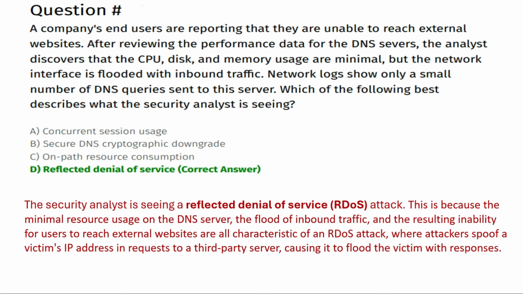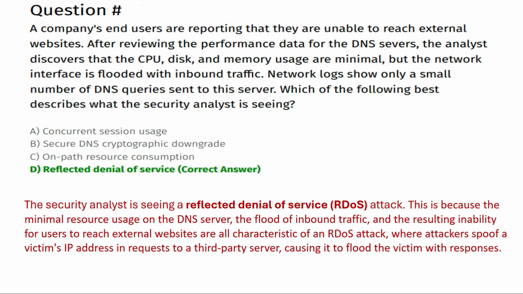Option A, concurrent session usage. Option B, secure DNS cryptographic downgrade. Option C, on-path resource consumption. Option D, reflected denial of service. So let's check the explanation. The correct answer is reflected denial of service.